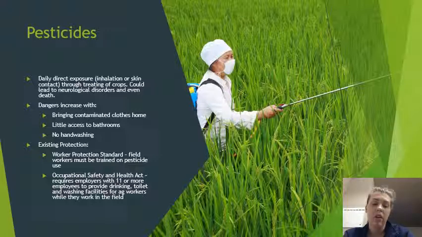The OSHA, Occupational Safety and Health Act, also requires that employers with 11 or more employees provide drinking, toilet, and hand washing facilities for agricultural workers while they work in the field. So this is beneficial for workers that work on large farms, which is a very common thing today to have more than 11 employees at a farm. But if you are working on a smaller farm, this OSHA policy is not necessarily required.